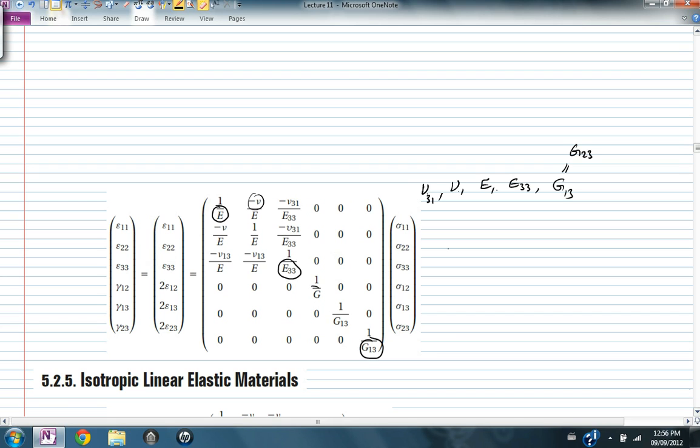And in the plane of isotropy, G is equal to E divided by 2 times (1 plus Poisson's ratio). So we need 5 independent constants to describe the material.